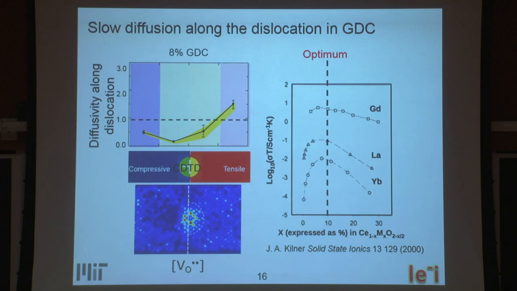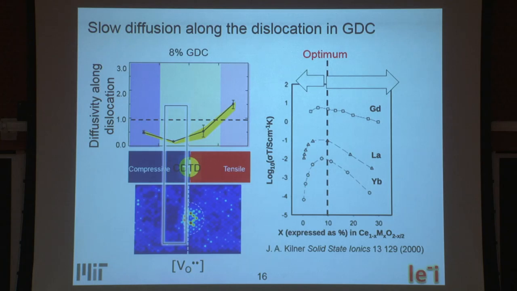The physical reason is the defect-defect interaction. The right-hand side is a plot from the literature. The diffusivity changes with different concentrations of defects. If you are away from the optimum level to the right-hand side, it means there are too many defects. They start to cluster and associate with each other, and the diffusivity will be slowed down. That's what happens in this enrichment area. And if you go to the left-hand side, the defect concentration is very low. What happens at this site? Basically, there's not enough oxygen vacancy to mediate the transport of oxygen.